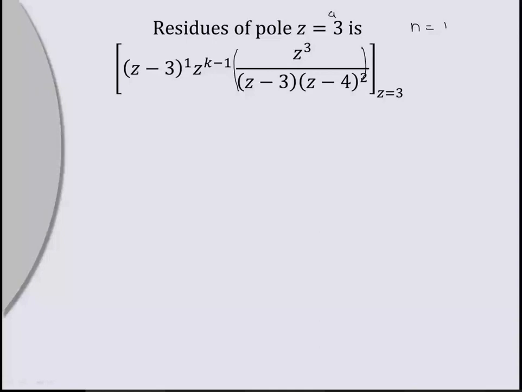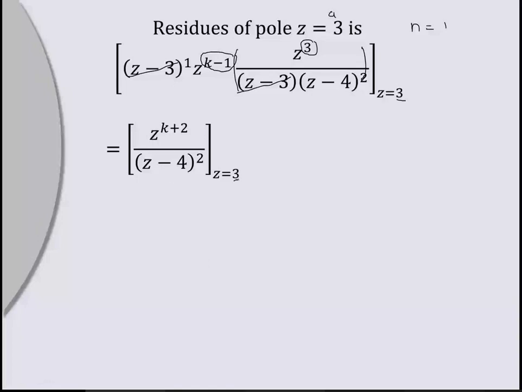Z minus 3 get cancelled. Z raised to k minus 1 into z square, powers get added, so the power becomes z raised to k minus 1 plus 3. That is z raised to k plus 2 divided by z minus 4 square at z equal to 3.